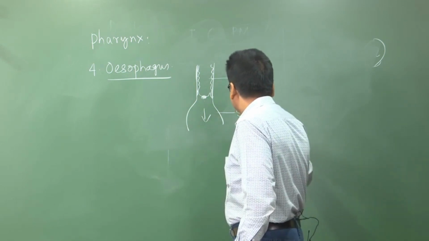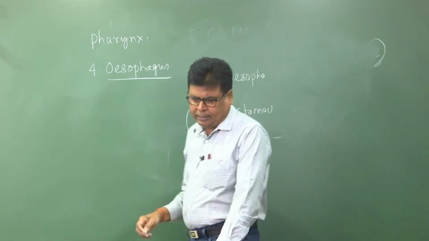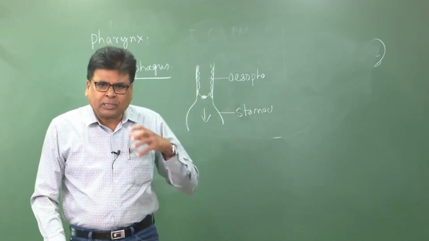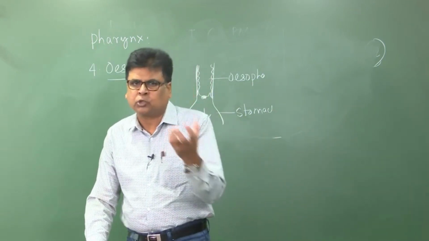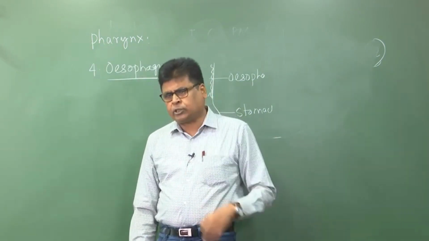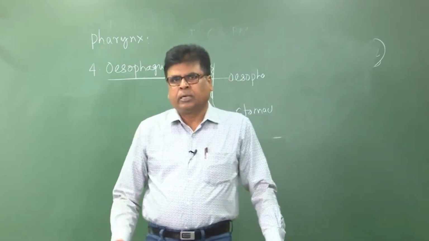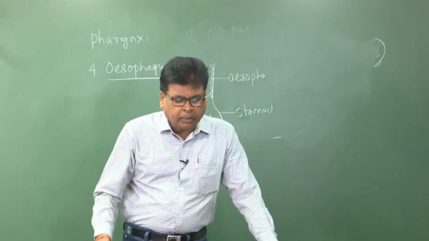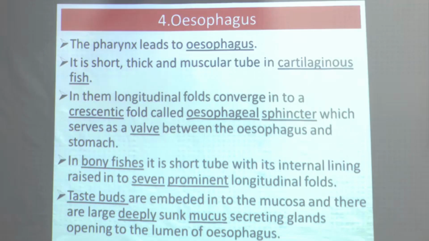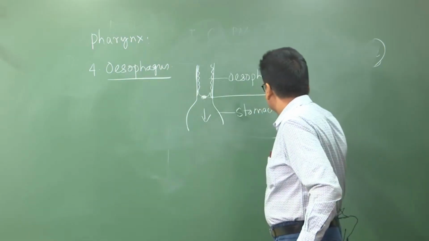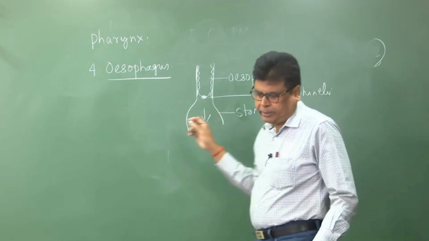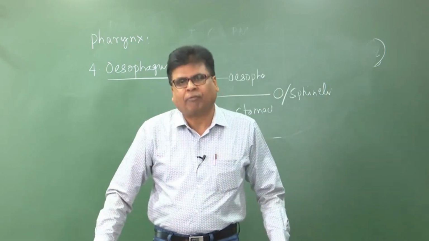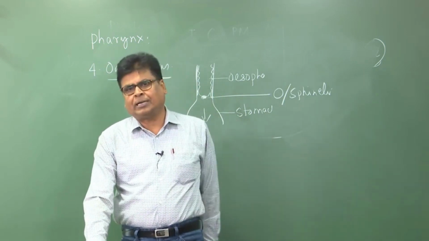So in between the stomach and oesophagus there is a sphincter or valve that regulates the passage of food material from the oesophagus to the stomach. In case of cartilaginous fish, what happens? Longitudinal folds converge into a crescentic fold, which is called the oesophageal sphincter. So this is the oesophageal sphincter that serves as a valve between the oesophagus and the stomach.